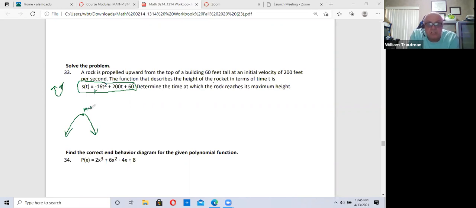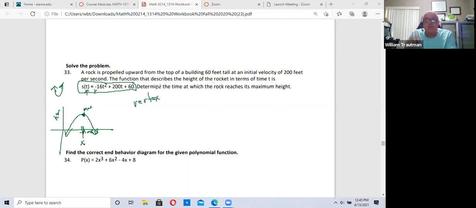It says determine the time. So we're dealing with time. This is the height, and this is the time in seconds, probably. We want to know the X value. The time is the X value. Whatever's in the X value, that's the time. Determine the time it's at maximum. In other words, find the vertex.